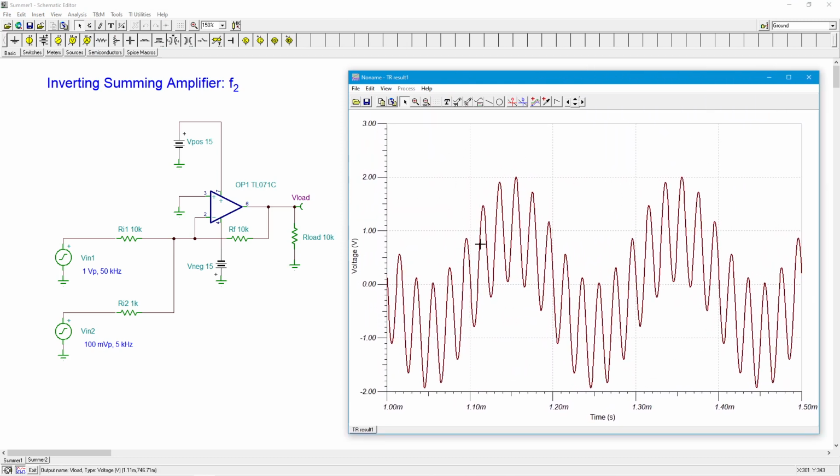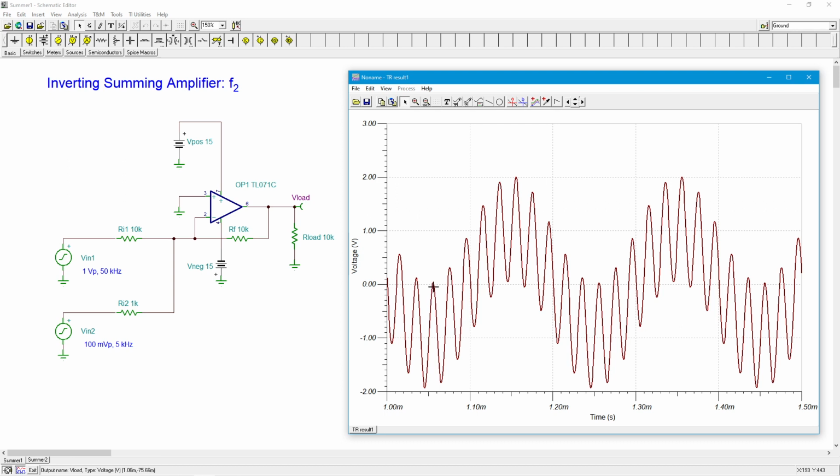Okay, so I'm only plotting the output here, V load. And you can see this fast variation in here, that's the 50 kilohertz, right? So notice this is only one millisecond to 1.5 milliseconds. So at 50 kilohertz, this is moving right along. We get a couple of cycles in here, and for the 50 kilohertz we see a number of cycles. Okay, so just focus on this change of the fast inner sine wave.